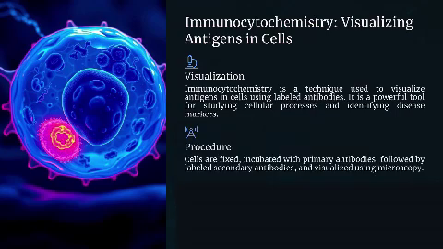The second point is the procedure for immunocytochemistry. The procedure involves a series of steps to detect and visualize specific proteins or antigens in isolated cells using labeled antibodies. Below is a detailed guide. So we have cell preparation, permeabilization, blocking, primary antibody incubation, secondary antibody incubation, counterstaining, mounting, visualization.